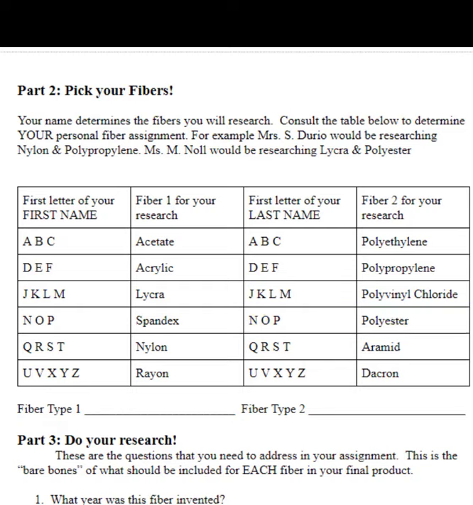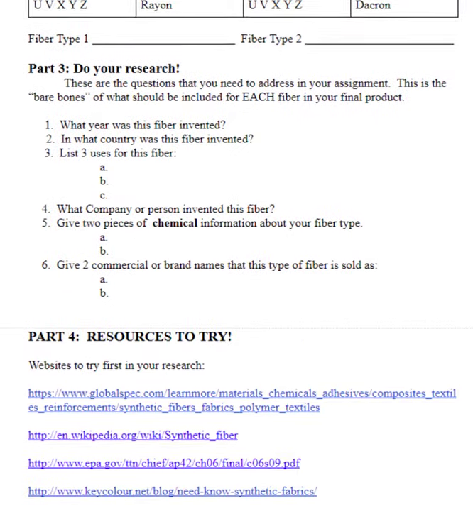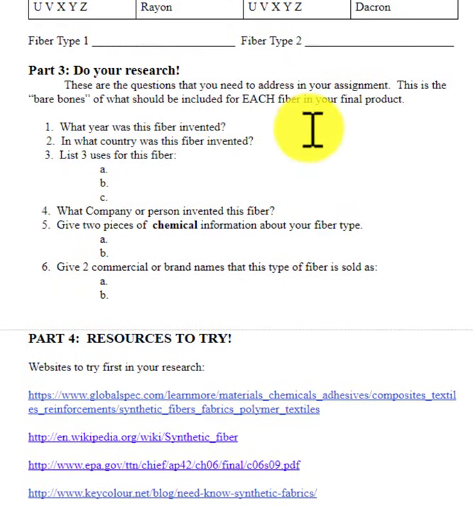So once you know your fibers, you're going to do your research. Okay, so these are some basic questions that we want you to address in your assignment. This is really the bare bones of what needs to be included for each fiber in your final product. So whichever path you decide to take, you're going to be talking about the year those fibers were invented, what country they were invented in, three uses that they each have, the company or person who invented them, two pieces of chemical information about them, and two commercial or brand names that the fiber is sold as.